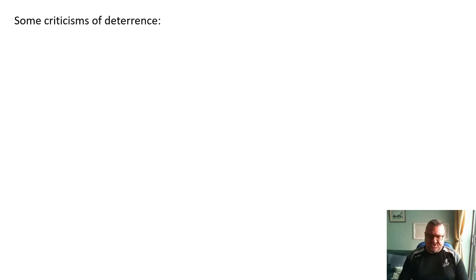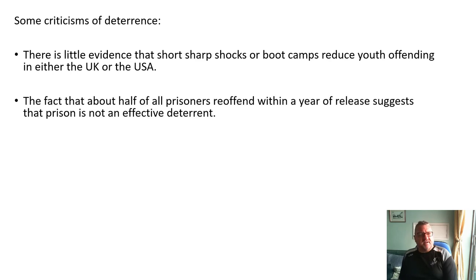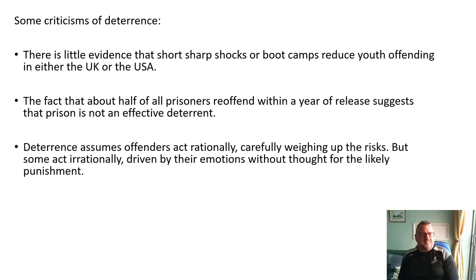But there are some criticisms of deterrence or things you could use to evaluate its effectiveness. For instance, there is little evidence that short, sharp shock treatments or boot camps reduce youth offending. The studies have been done in both the UK and the USA, and there is little evidence to say that those types of deterrent, the more unpleasant deterrents, actually reduce reoffending. In fact, the fact that half of all prisoners reoffend within a year of release in this country suggests that prison itself is not an effective deterrent.